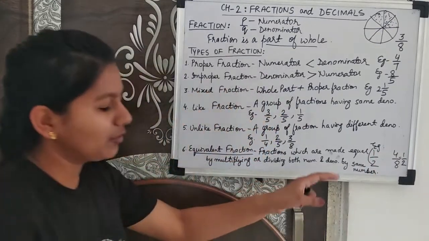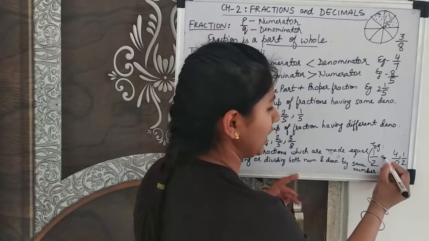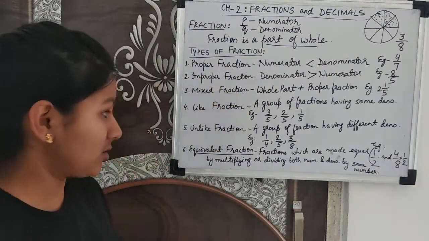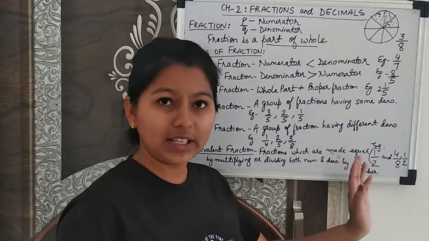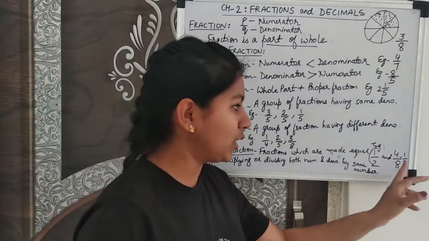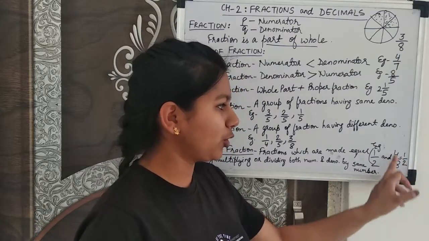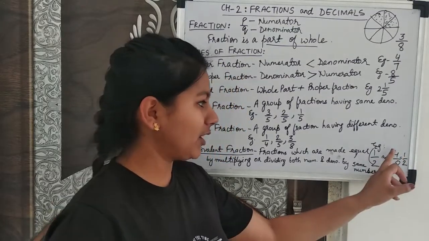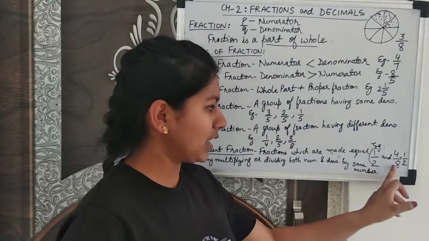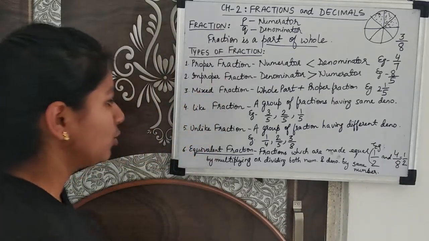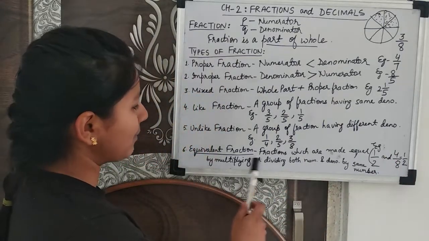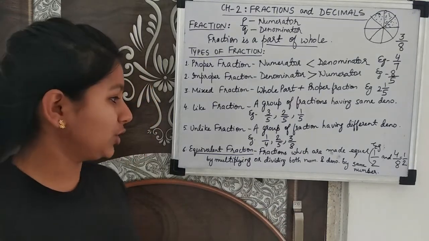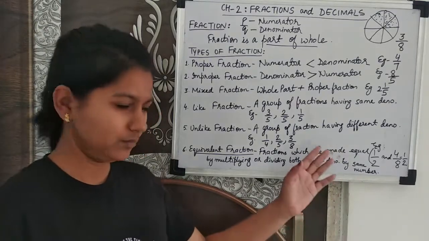You can say that 1 by 2 and 4 by 8 are equivalent fractions because they were not equal in the beginning, but they were made equal by dividing both 4 and 8 by 4. When I divide 4 by 4, I get 1. When I divide 8 by 4, I get 2. So, fractions which are made equal by multiplying or dividing both numerator and denominator by the same number.